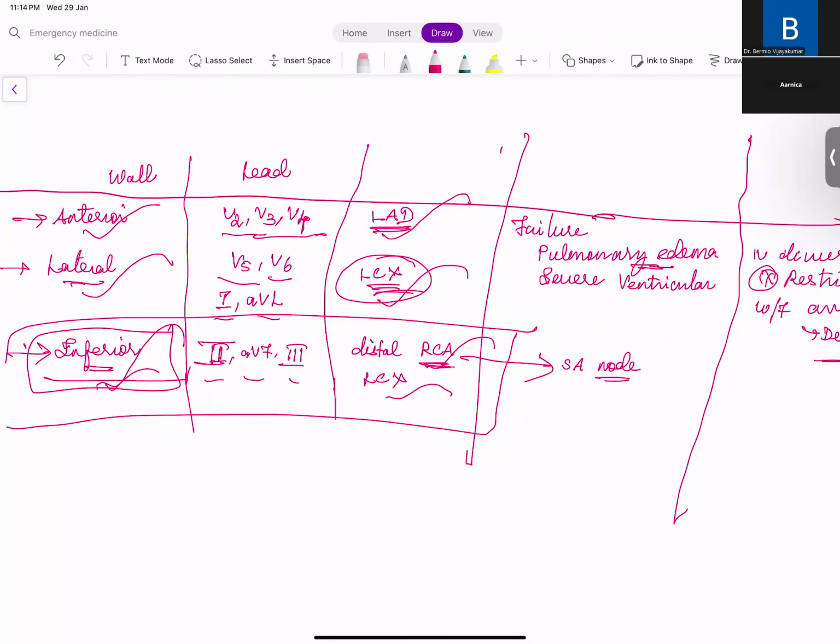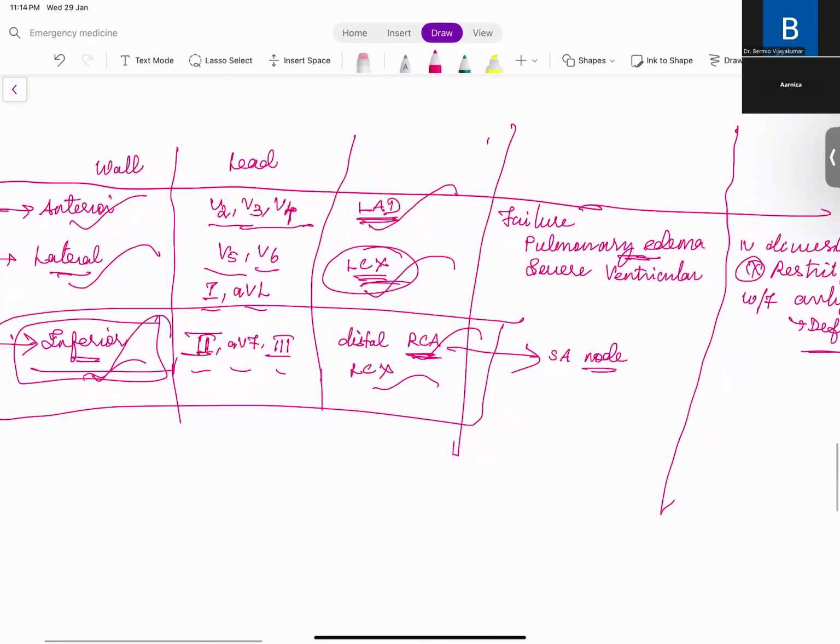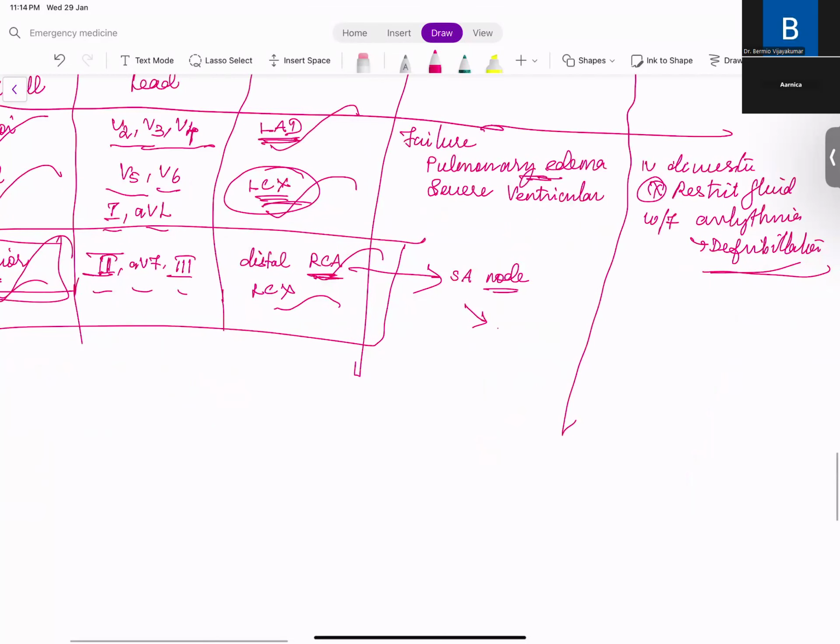So if there is an inferior wall MI, what you should think is there can be an associated right ventricular wall MI, because whatever we told about the anterior wall and lateral wall is everything about the left ventricular walls. I told you the proximal right coronary artery supplies the right ventricle also. So right ventricular MI will behave differently. It is the right side, not the left side. So it doesn't cause pulmonary edema. Instead, it causes more of shock.